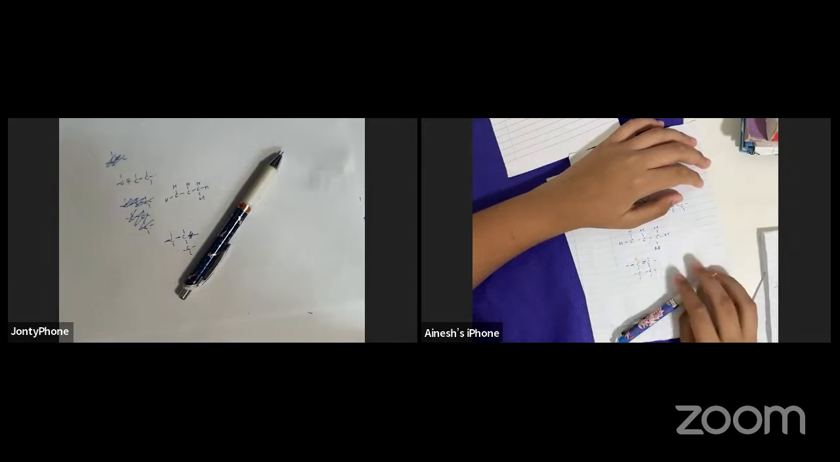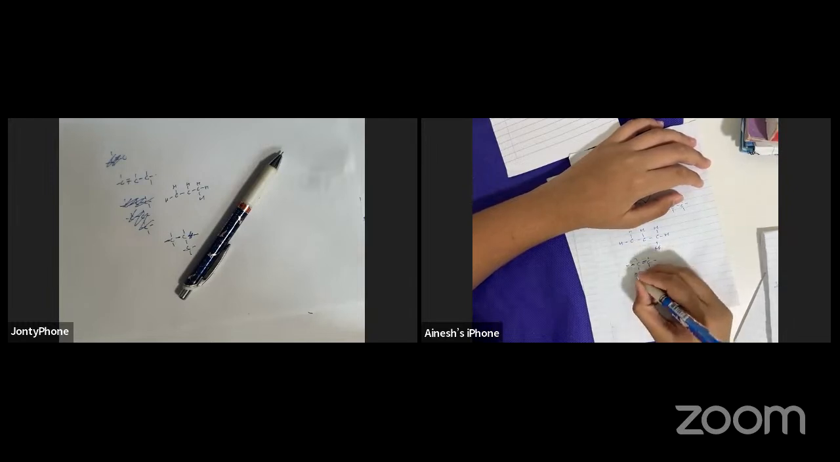Ainesh, there is no C here, okay? There is no C here. The original only has this. There is no C here, right? There's only H there. So break and dangle. So make your break clear, Ainesh. Make your break clear.